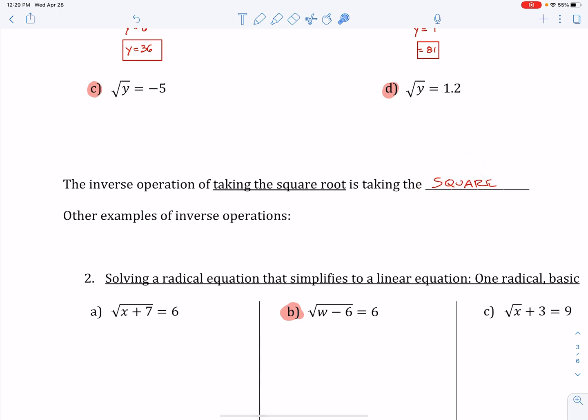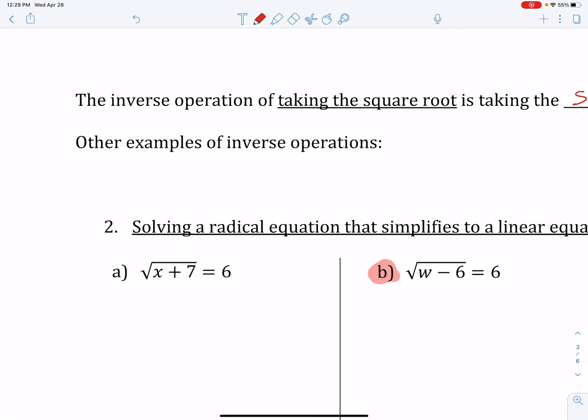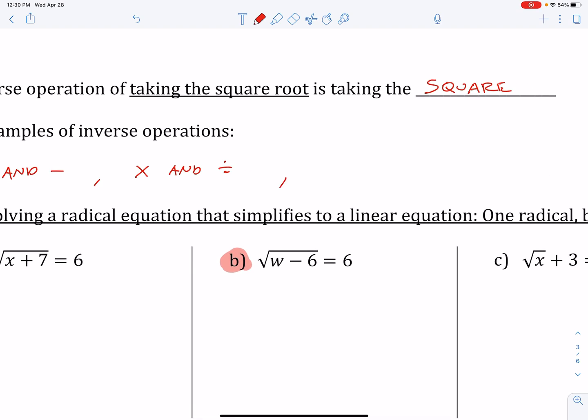All right? What are some other examples of inverse operations? I think it would be helpful to add these in your notes. Students tend to still struggle with this. If I have addition, then the inverse of addition is subtraction. If I have multiplication, then the inverse of multiplication is division. And lastly, if I have, say, a cubed root, then what's the inverse of the cubed root? Or what's the inverse operation? X to the power of 3.